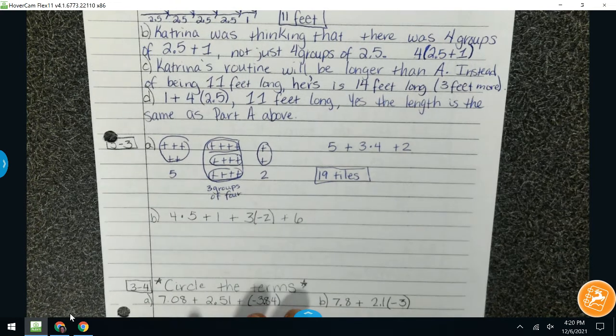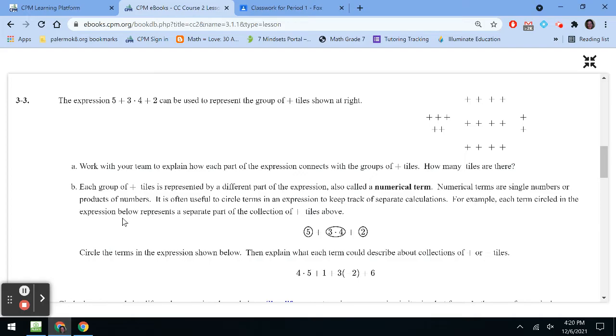Now we're going to go back and we're going to look at Bravo on this problem. So it says each group of integer tiles is represented by a different part of the expression, also called a numerical term. I don't usually call it a numerical term. I usually just call it a term. But all of these do just have numbers. There's no algebraic or variables in here. So I'm just usually going to call it a term.